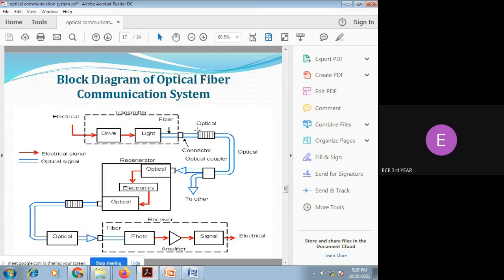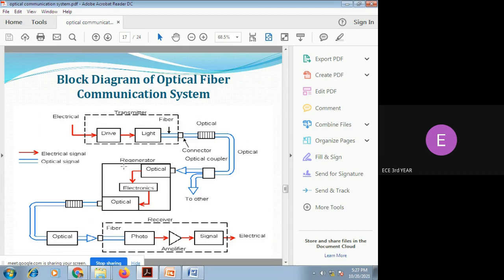This is the optical fiber cable, so this is the channel, and this is the optical coupler. Sometimes we need to split the signal from one point to two points, so we use an optical coupler. Then this is the regenerator block. This is the main block of the optical communication system.